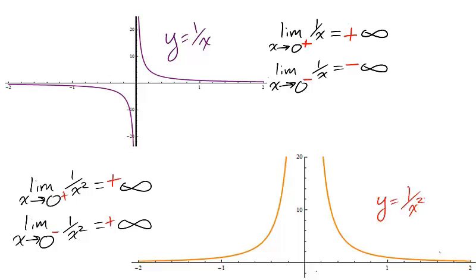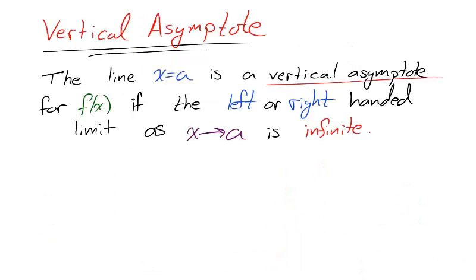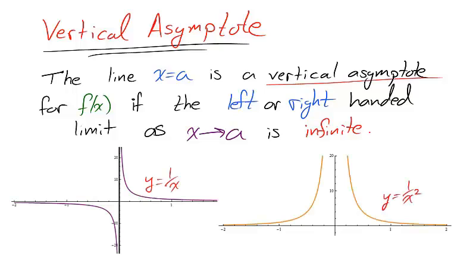About 2 minutes ago, we encountered an example with ants crawling in infinite directions, and we saw that left and right-handed limits could be positive or negative infinity, a value symbolizing unboundedness that we don't use for calculations. One last piece of terminology. The line x equals a is a vertical asymptote for f if the left or right-hand limit as x approaches a is infinite. So in both examples, y equals 1 over x and y equals 1 over x squared, we have a vertical asymptote at x equals 0.